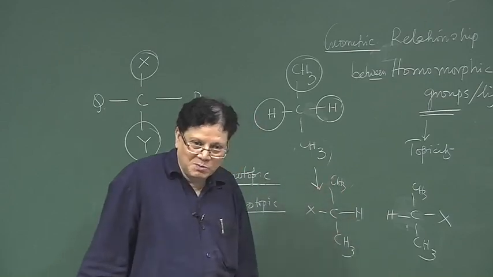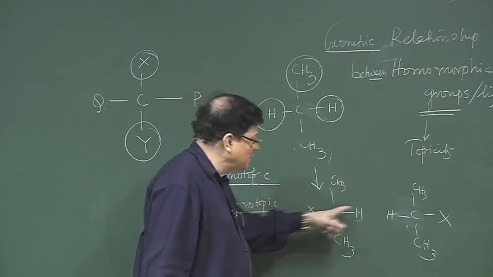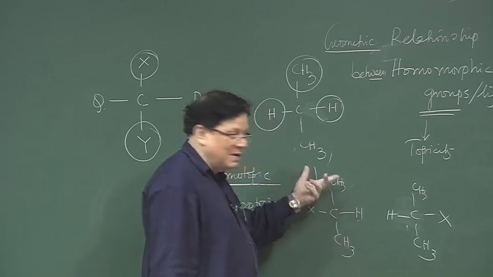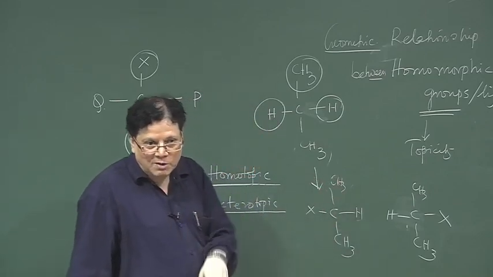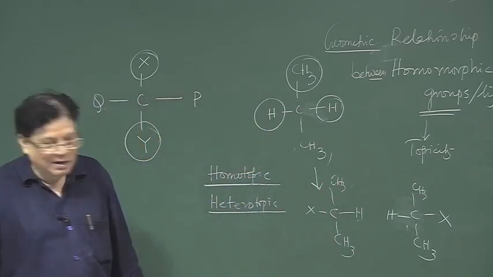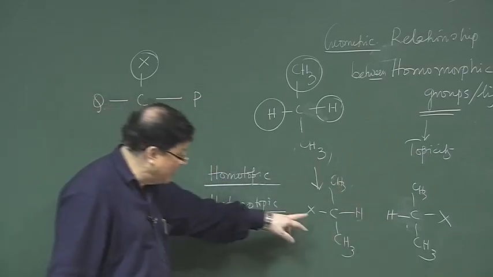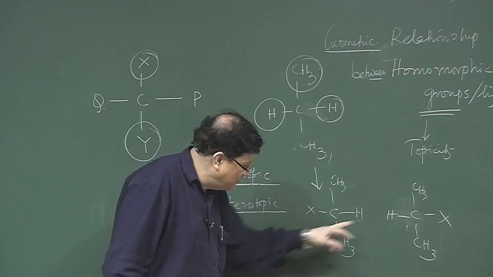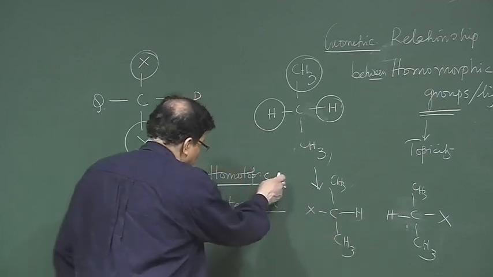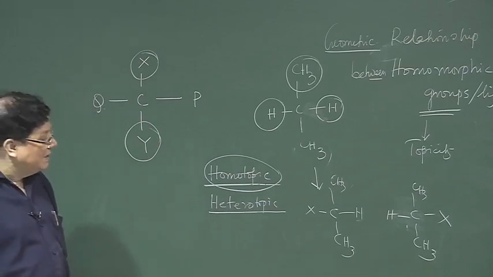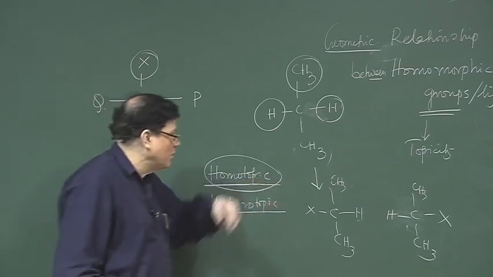And there is no question of stereoisomerism here, because there is no stereogenic center, because this carbon is attached to two methyl groups, the same ligand. To have stereoisomerism, you should have a stereogenic center. Interchange of groups does not lead to any stereoisomer. So, they are the same. And if they are the same, then that will be called homotopic. Okay, I think it is clear, that will be called homotopic.